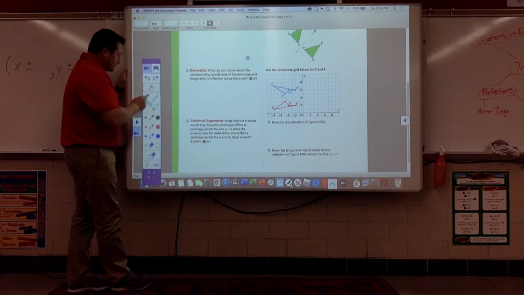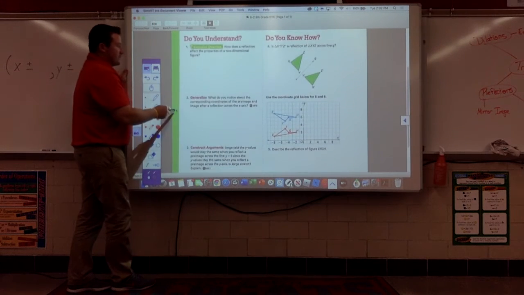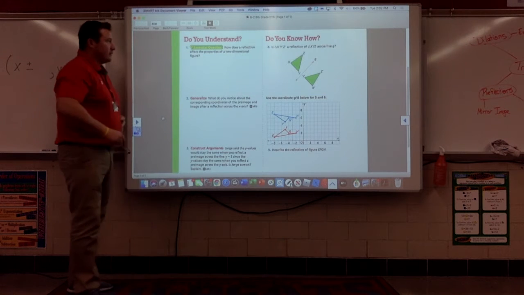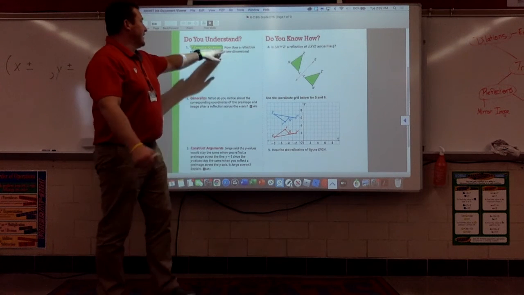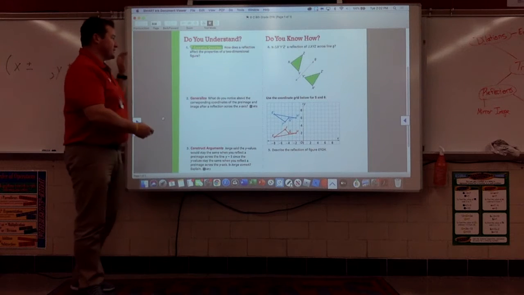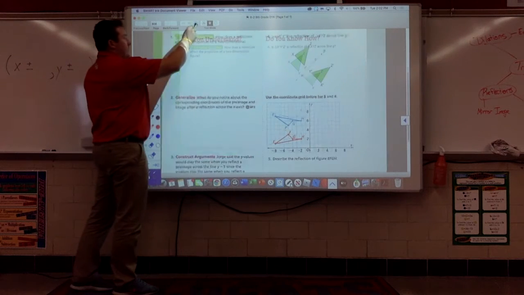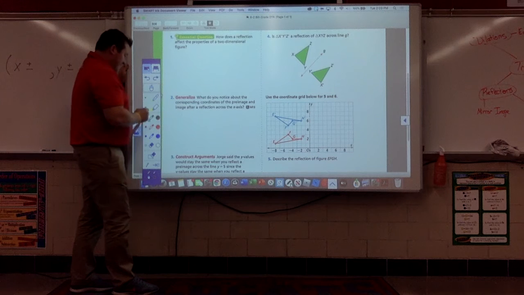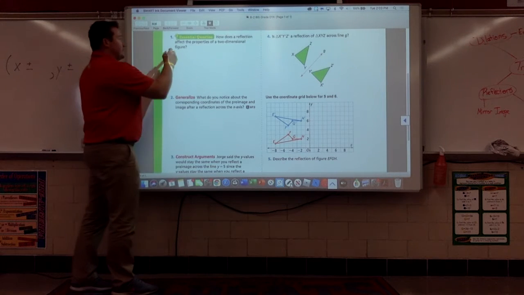Good news. The first question is literally identical to the question in 6.1. How does a reflection affect properties of a 2D figure? Okay? So guys, some things stay the same, some things change.